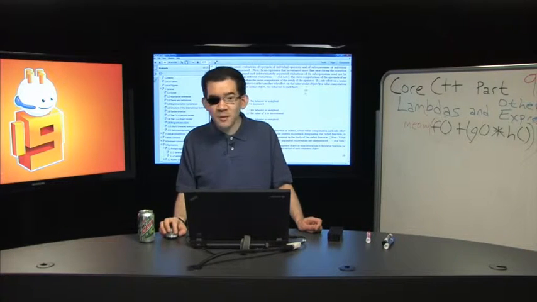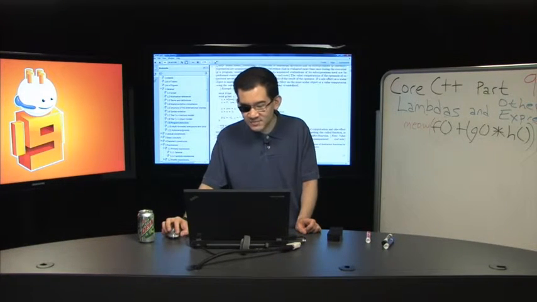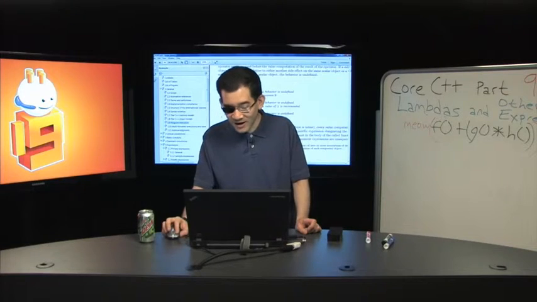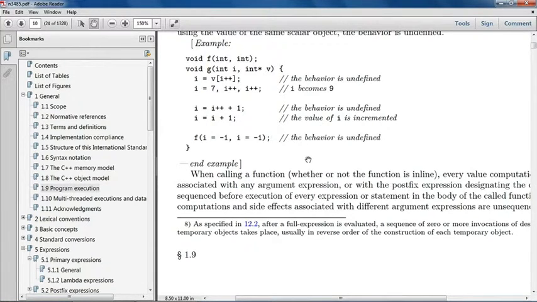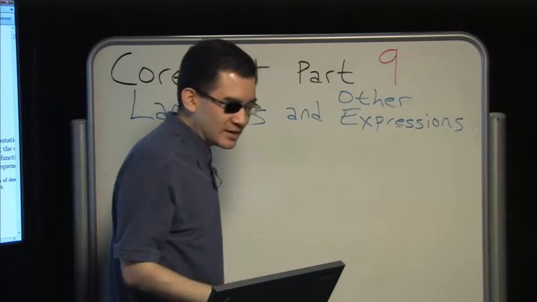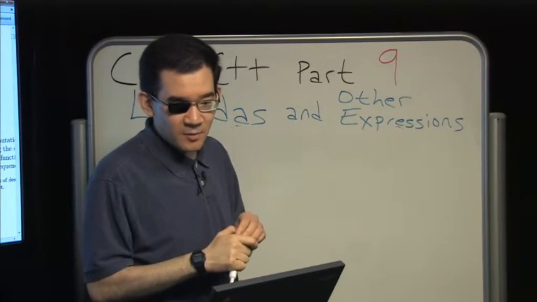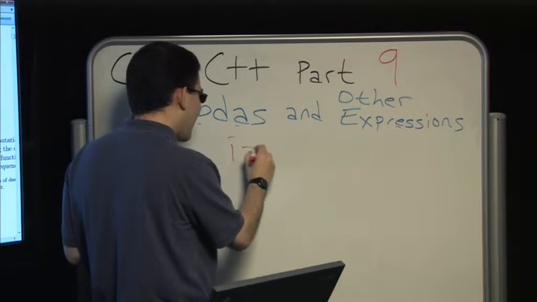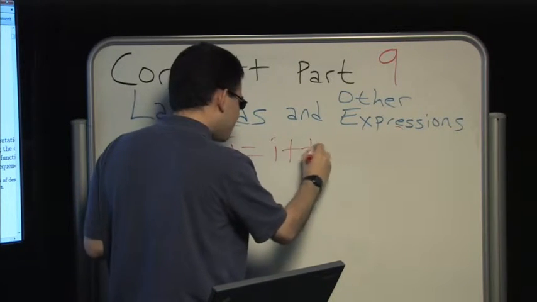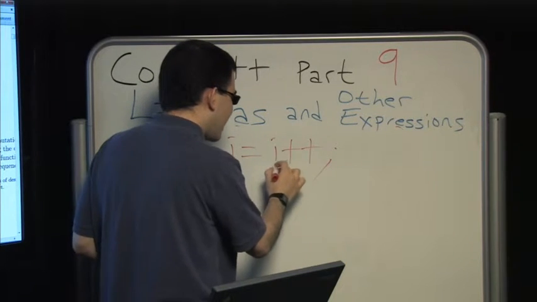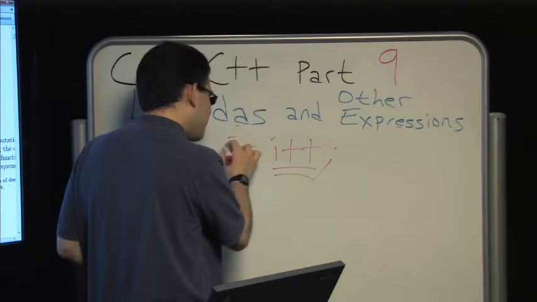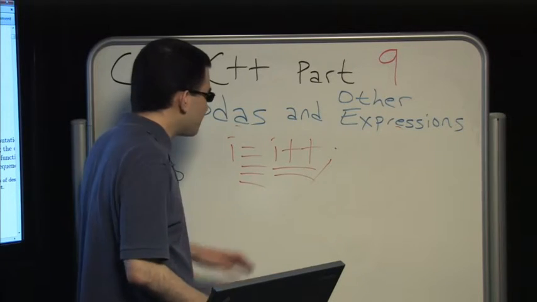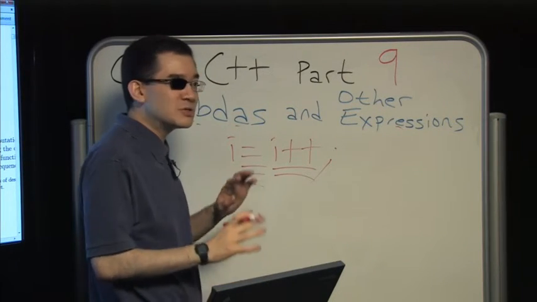And so this multiple modification rule applies to complicated expressions, and the standard has a helpful example down here. Whenever you start to try to write to something more than once in a single expression, you start to violate the multiple modification rule. And the simplest example is i = i++. This tries to write to i, incrementing it, and then it tries to assign to i. And this happens in a single expression, and there's no sequencing.